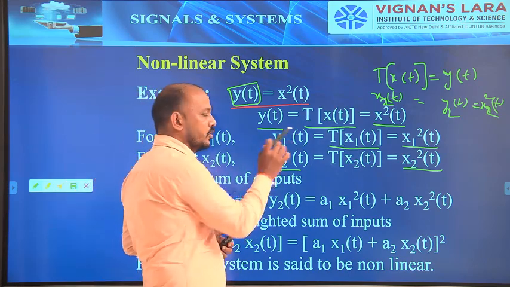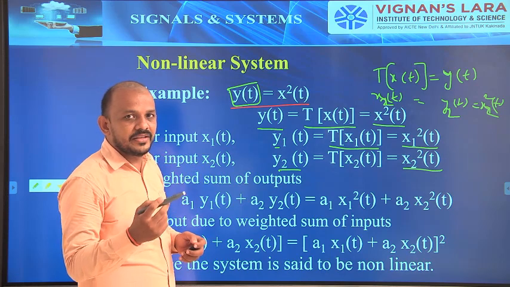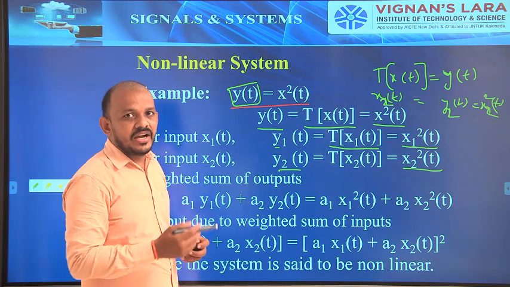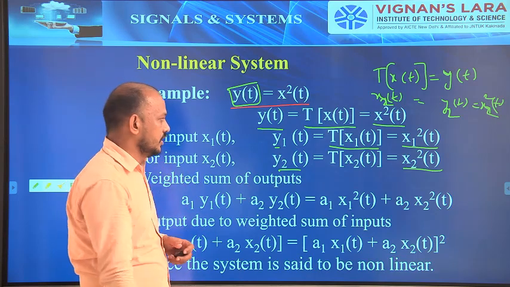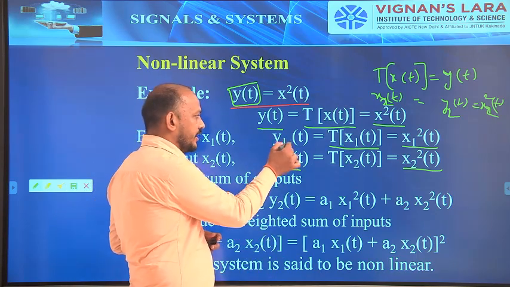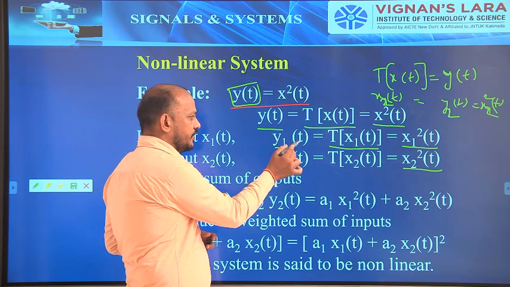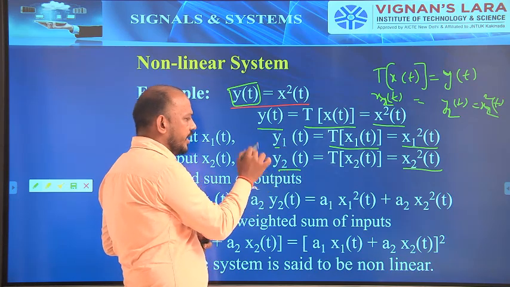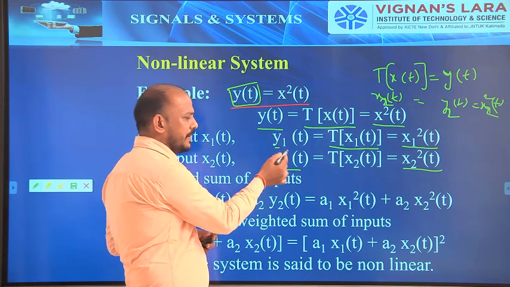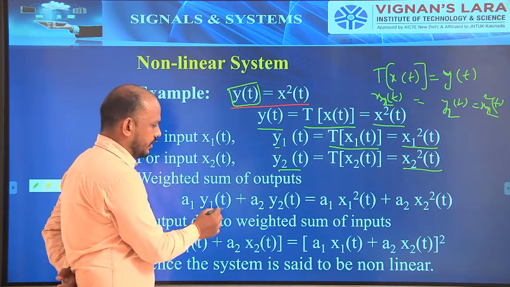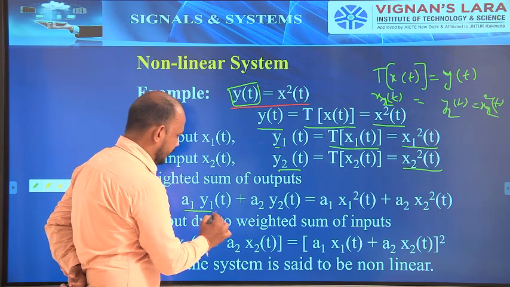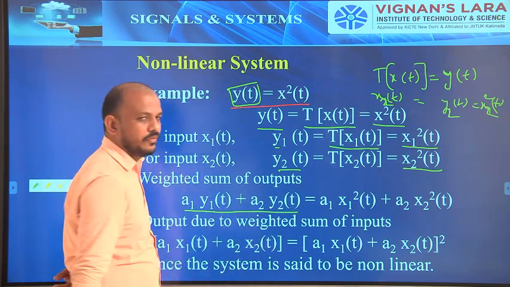First I have to take the outputs, and I have to multiply each output with some constant, and then I have to add those two, then I will get the weighted sum of outputs. So the weighted sum of outputs will be written as a1 into y1 of t plus a2 into y2 of t.